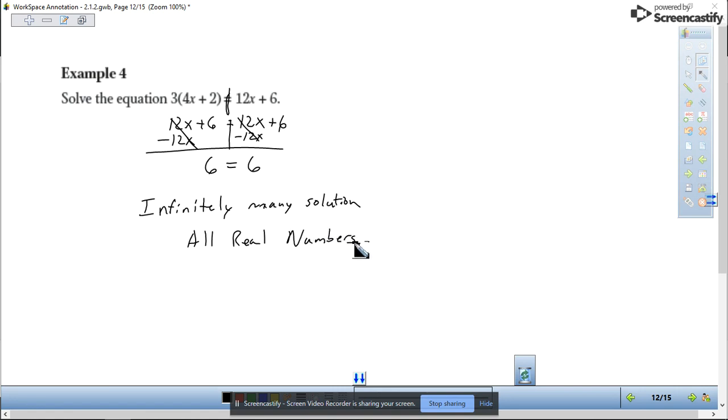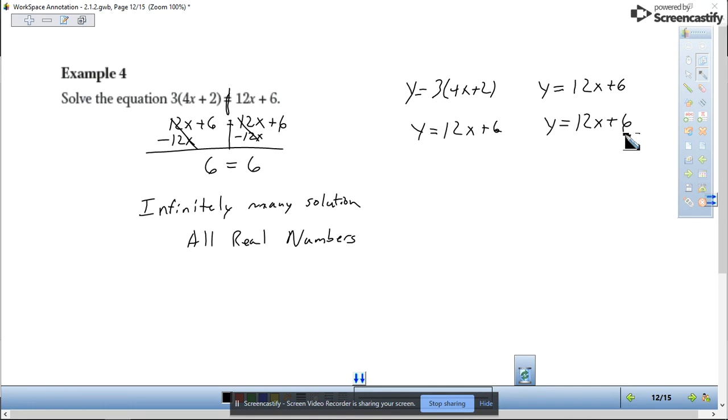Basically, what we're saying here is if we were to split this out into two equations, and y equals 12x plus 6, what we're actually saying here is that these two lines are what? They are identical. They are on top of each other, right? It's literally the same line graphically. So everything that is a solution to one is a solution to the other, right? You can plug in any number for x, and it will work for both of them. We'll get into all real number stuff later. For now, we're going to focus on this.